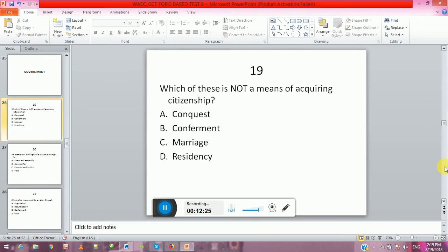Government. Which of these is not a means of acquiring citizenship? A, conquest, B, conferment, C, marriage, D, residency.